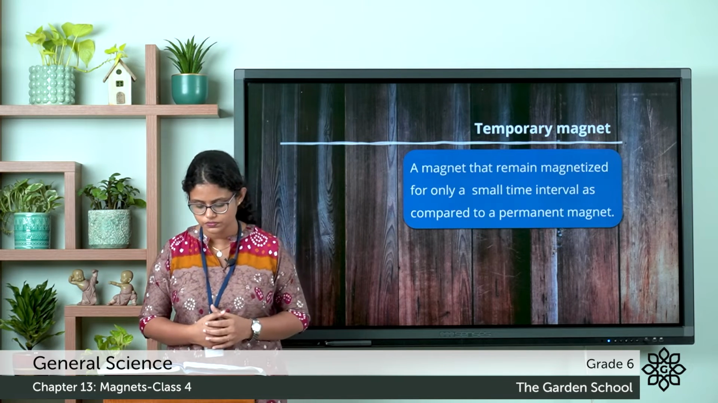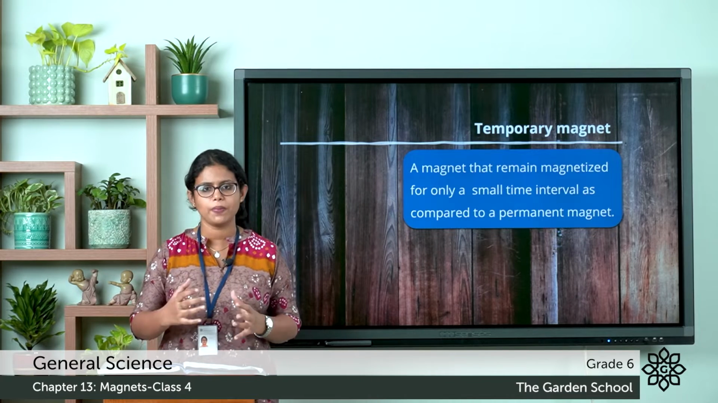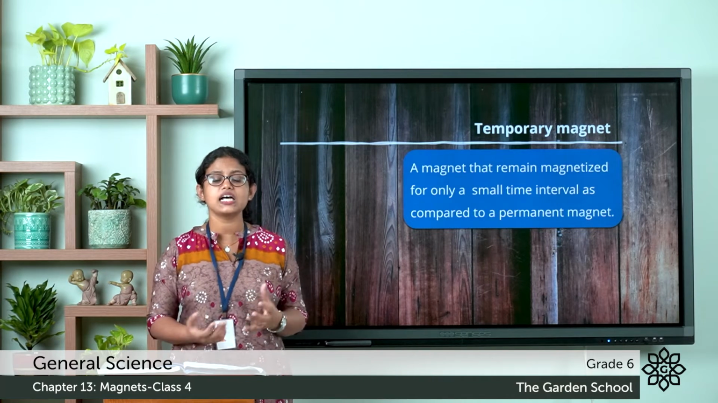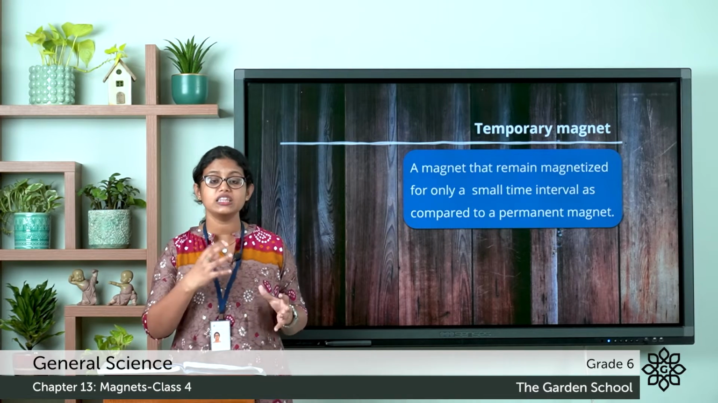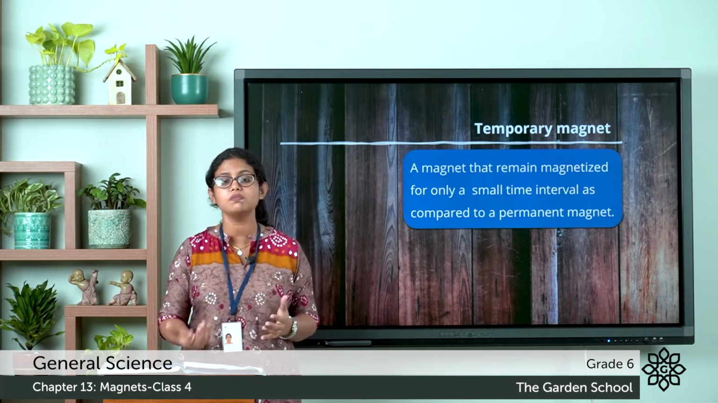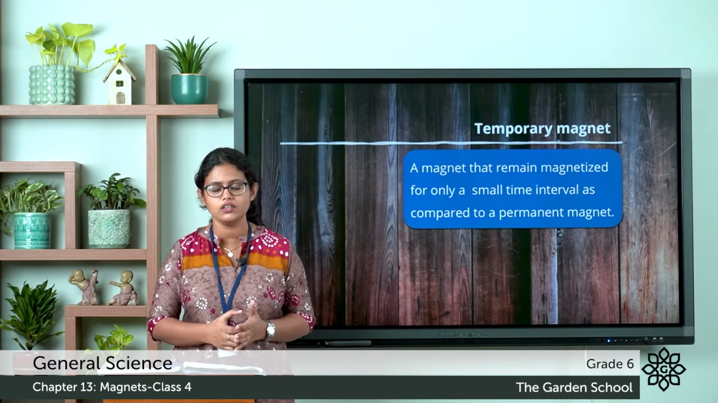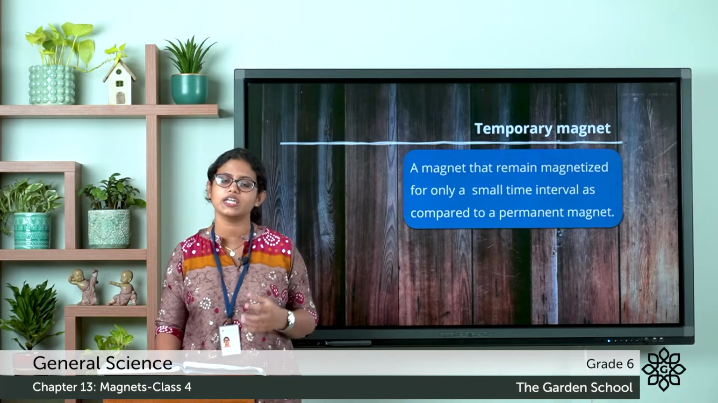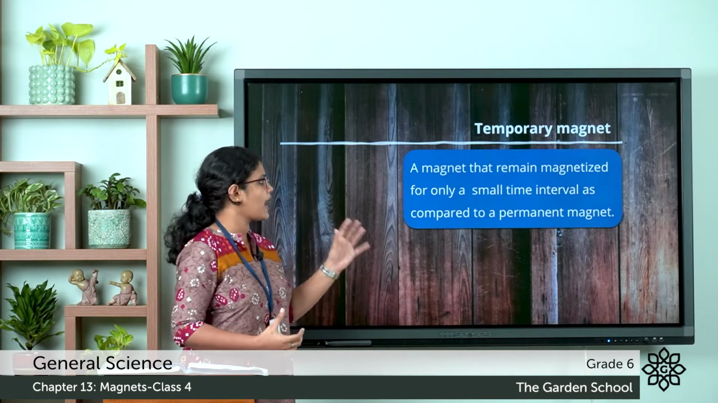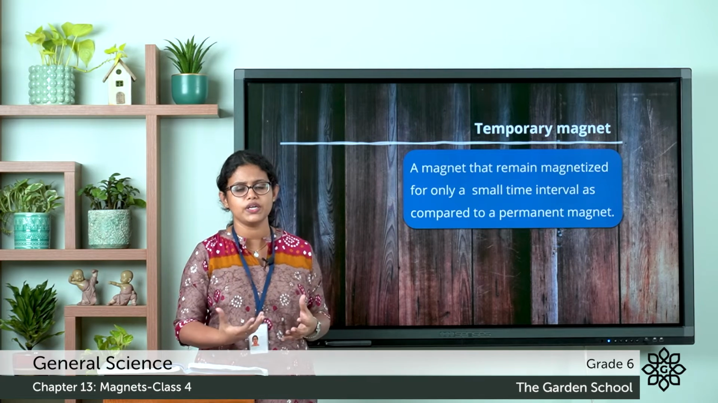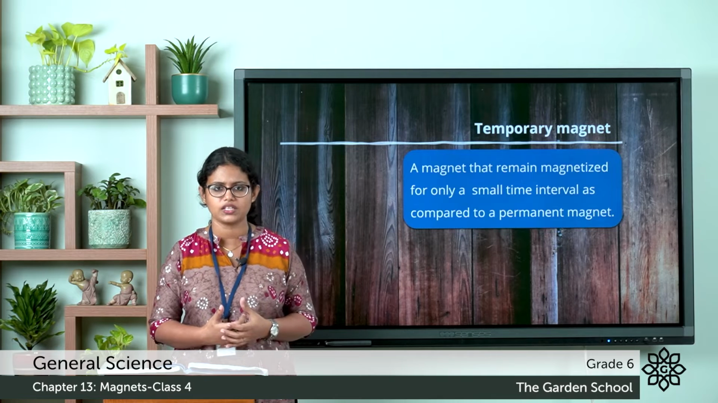For example, if a piece of iron is brought near a permanent magnet and is allowed to remain in contact with the magnet, then this piece of iron becomes a magnet for some time. Then that piece of iron, we can call it a temporary magnet. That is, a magnet that remains magnetized for a small period of time, we call it a temporary magnet.